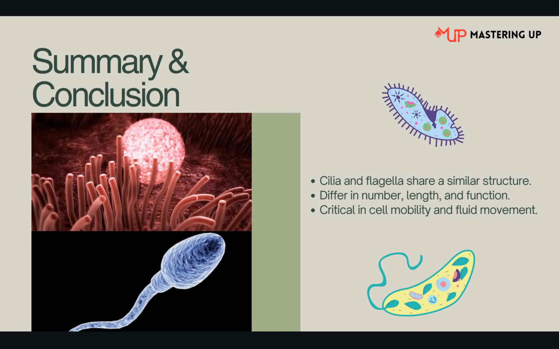So cilia and flagella are essential cellular structures with a shared architecture but different roles. Their function is crucial for maintaining healthy respiratory, reproductive, and sensory systems. By understanding them, we gain insights into cell biology and diseases that affect human health.